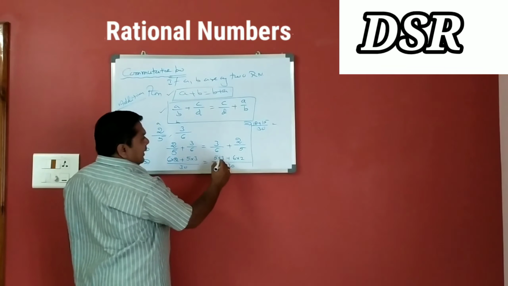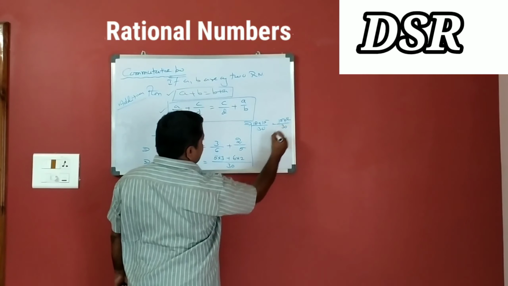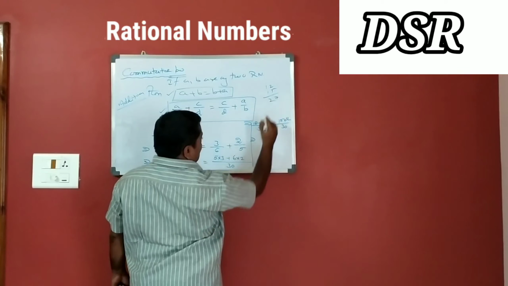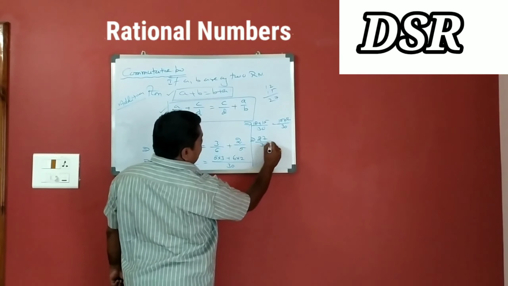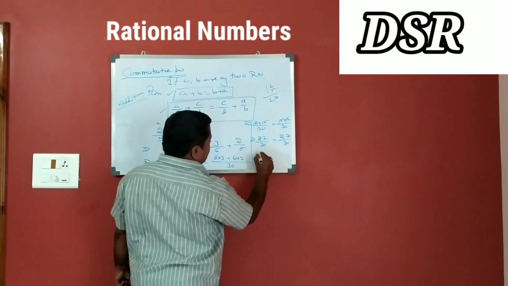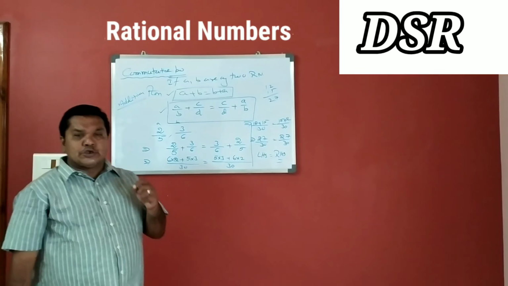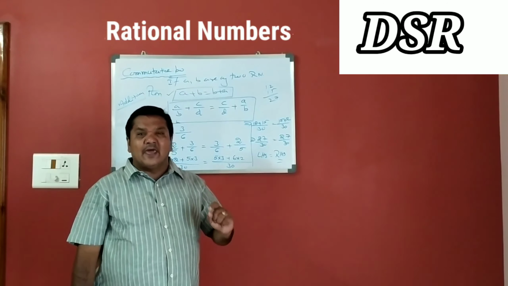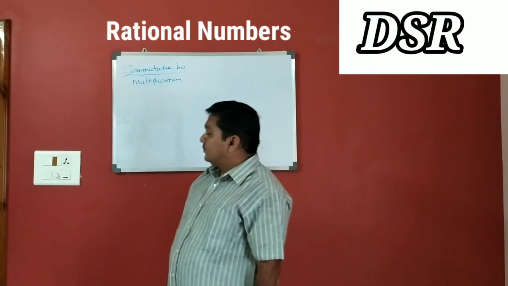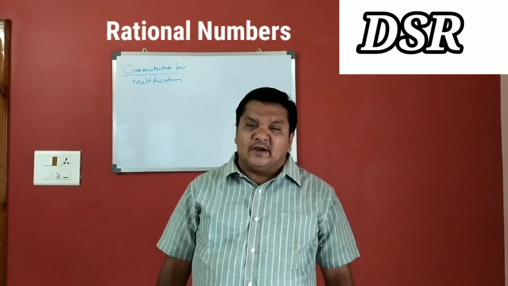That is equal to 5 threes are 15 plus 6 twos are 12, by 30. That implies 12 plus 15, which is 27, by 30. That is equal to 15 plus 12, again it becomes 27 by 30. So LHS is equal to RHS. So our property, the commutative property under addition, is satisfied. Have you understood clearly? Okay, so the commutative property under addition is satisfied.